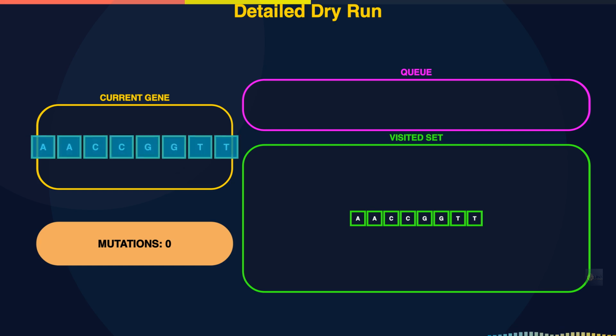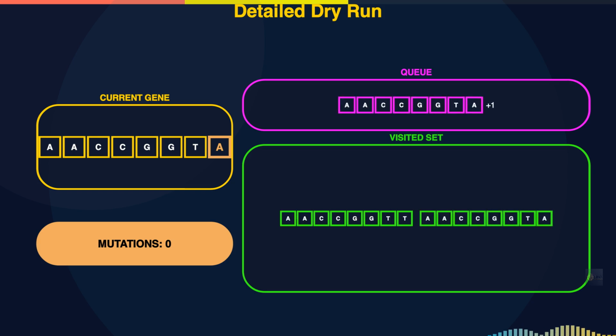We try changing each of its 8 characters to A, C, G, or T. Most of these aren't in our bank. But changing the last T to an A gives us AACCGGTA, which is in the bank. Step 3, we add AACCGGTA to our queue and mark it as visited. Our mutation count is now 1.